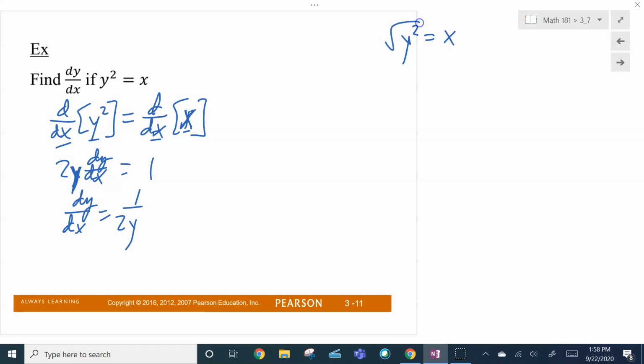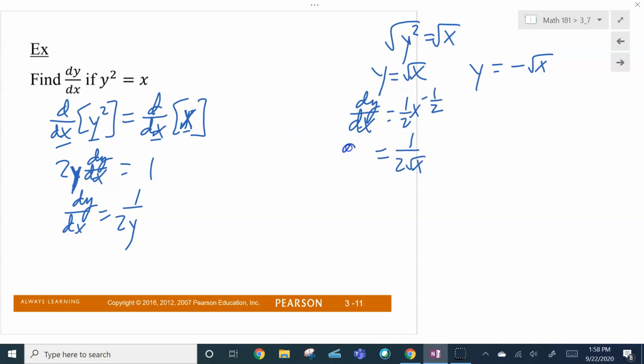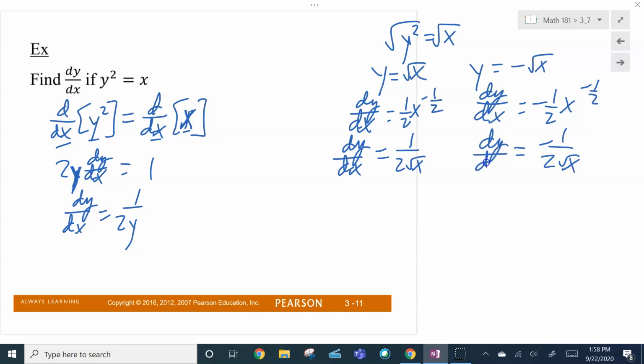right? And we'd have two equations, square root x plus or minus root x. And then if we ran the derivative, we'd have 1/2 x to the negative 1/2, or 1 over 2 root x, right? And if we ran the derivative here, we have negative 1/2 x to the negative 1/2, or negative 1 over 2 root x.